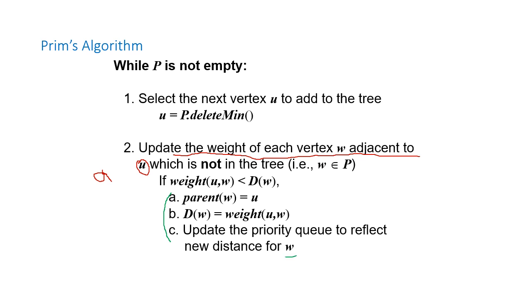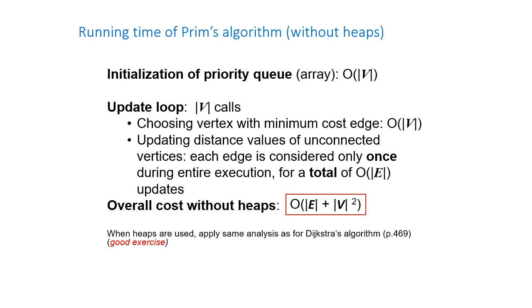for W. And as we do this, we build more and more parts of the minimum spanning trees in order to figure out which ones would be the minimal. Now, from a computational complexity perspective, the running time, if we don't use heaps, because heaps have a very special setting as a data structure, the initialization of the priority queue is big O of the number of vertices. So this is pretty obvious because we only have what we need to update.